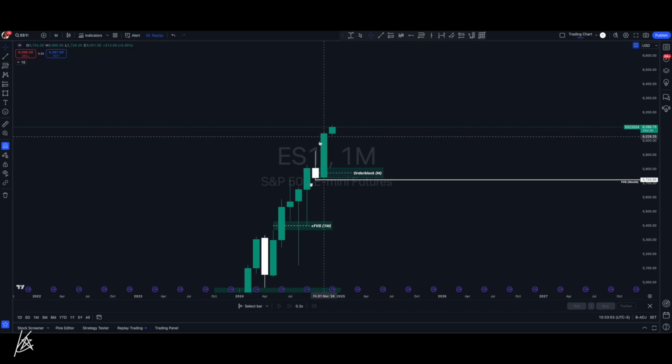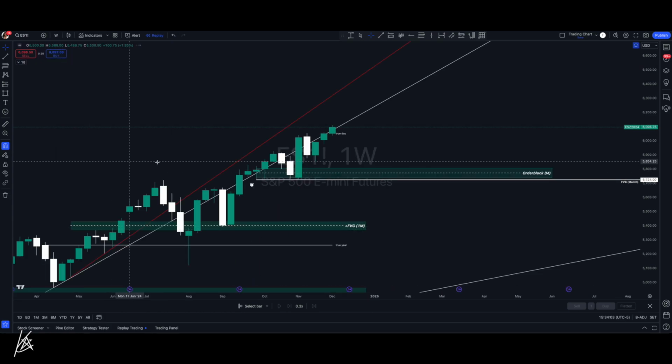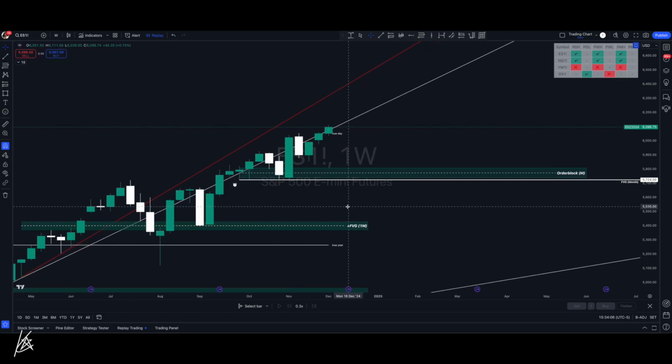This candle here is currently trying to make a fair value gap, but it is not there yet. So we are not going to mark that fair value gap. However, let's go ahead and go down to the weekly time frame and do what we have next.